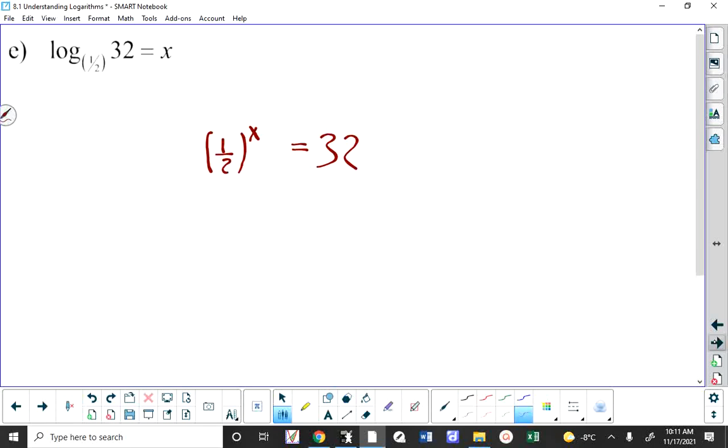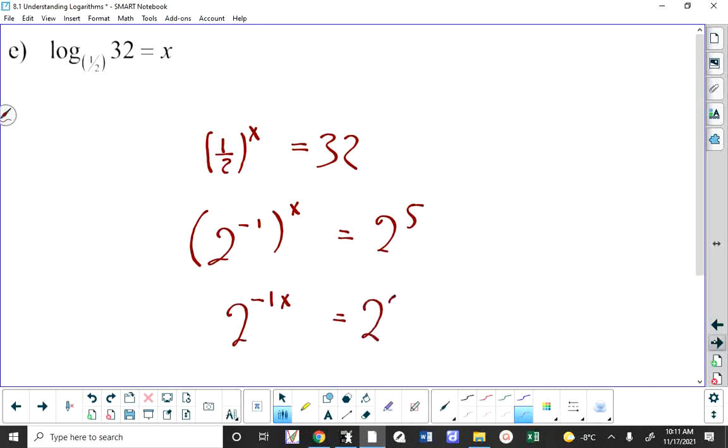What you should be doing is saying, learning from yesterday, that 1/2 can be written in base 2, and 32 can be written in base 2. On the left-hand side, I have a power of a power, which means I can multiply the two exponents. And I end up comparing the exponents: -x equals 5, so x equals -5 when I multiply both sides by negative, or divide both sides by negative, or switch the sides of the equation.